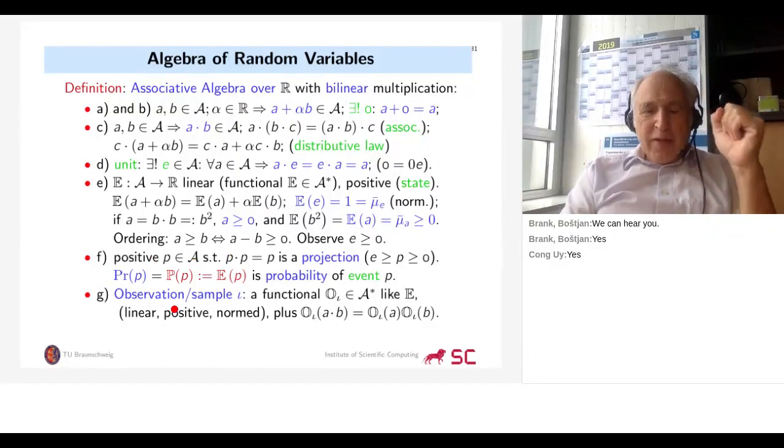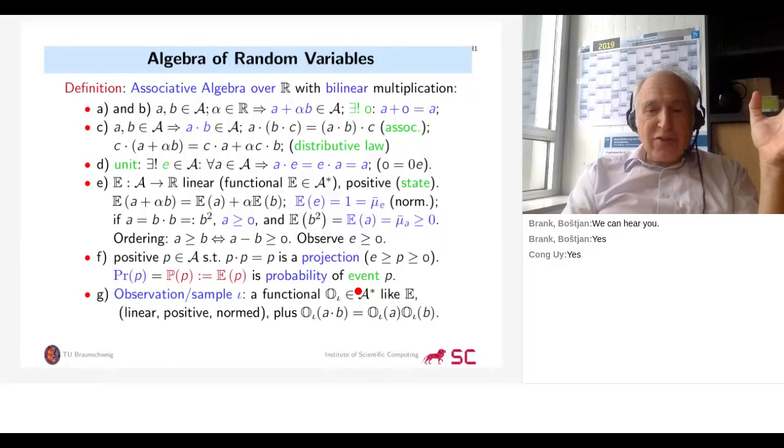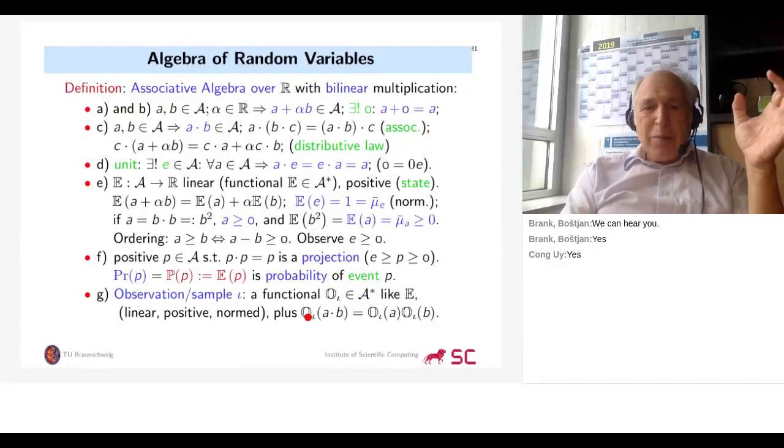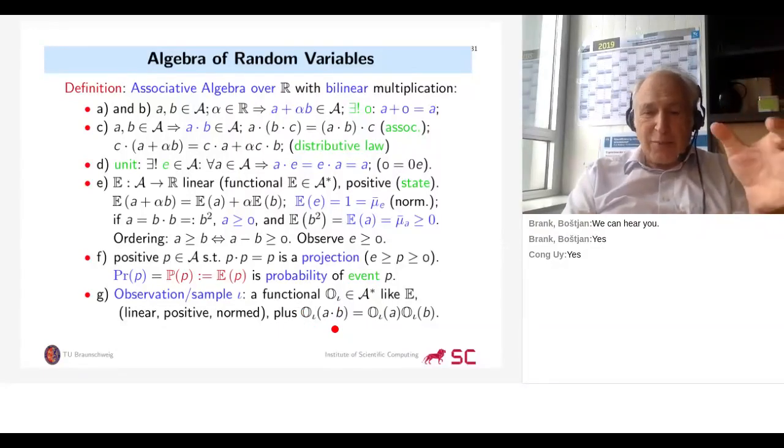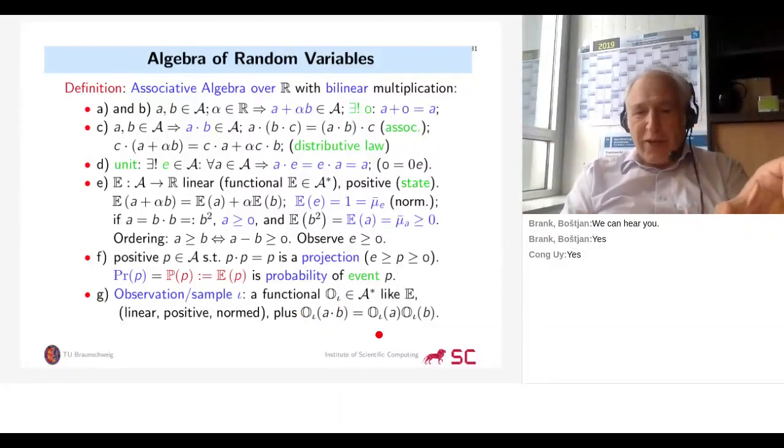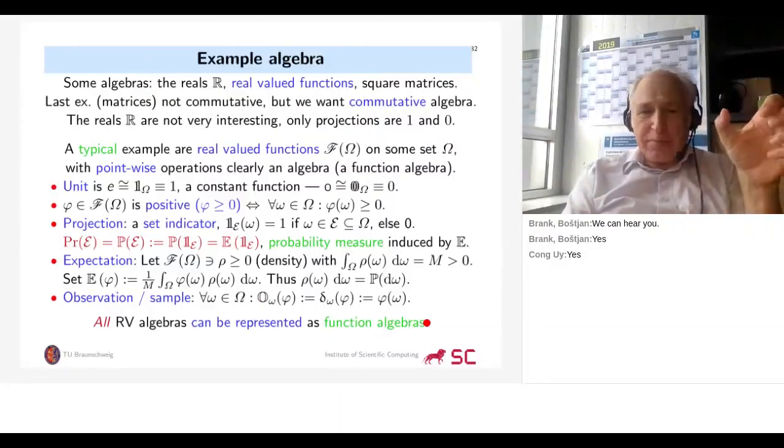And now, what is an observation or a sample? Mathematically speaking, it's another functional, which has to be like the expectation but additionally has to satisfy this. Let's say you observe a random variable A, one of your friends observes a random variable B, and a third friend observes a random variable A times B. Then this equation has to hold. That's what we call, mathematically expressed, an observation. Observing the product is just the product of the two observations.